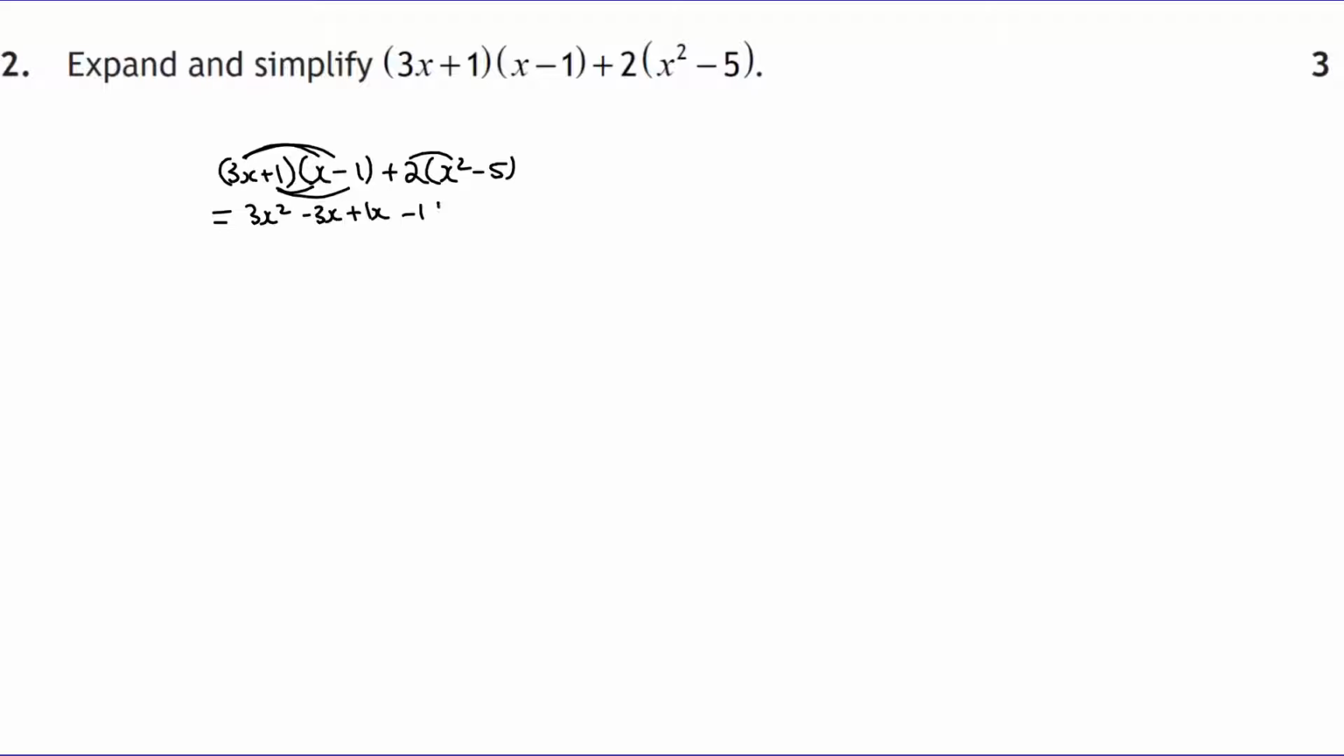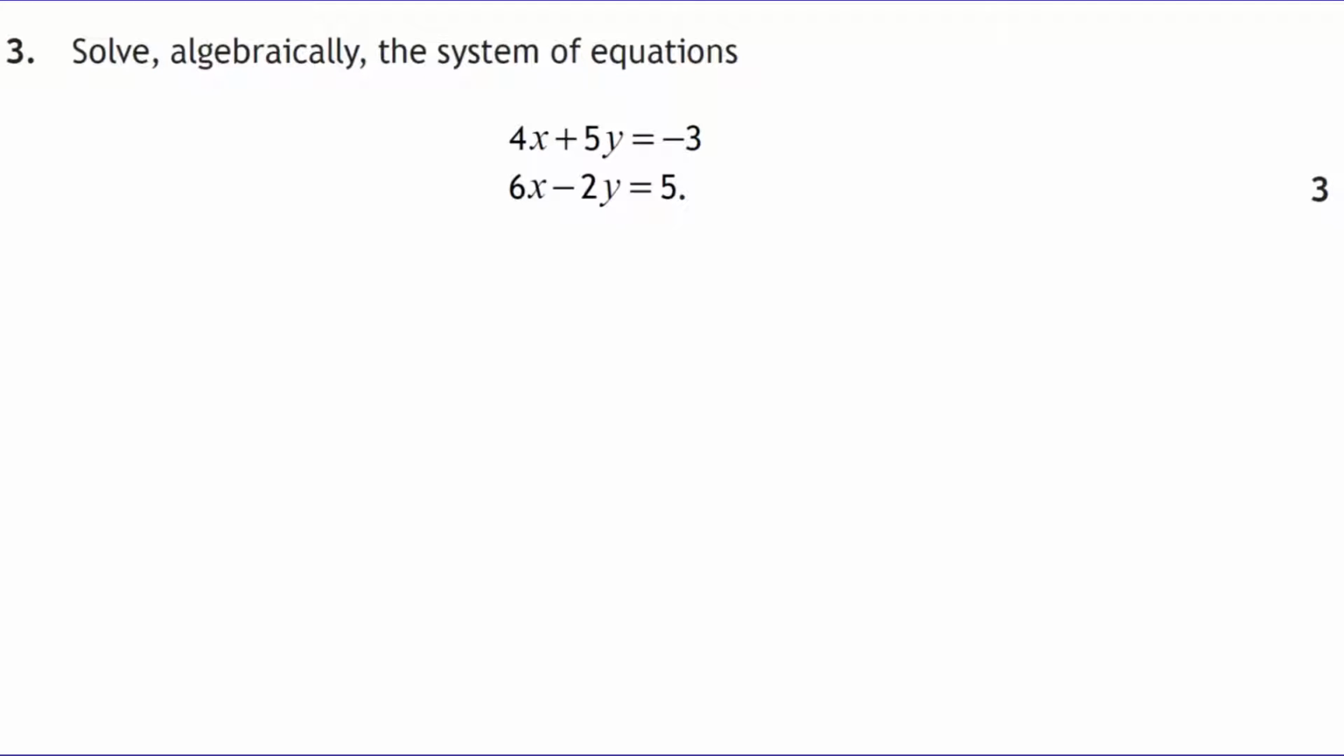Multiplying this single bracket, we get plus 2x squared, and multiplying this bracket, 2 times negative 5 gives you the negative 10. Once we've done that, we're looking to collect like terms. So we have got a 3x squared here and a 2x squared here, both positives. So that gives a 5x squared. We've got a negative 3x, a plus 1x, and no other x terms. So that gives us negative 2x, and a negative 1 and a negative 10 to make negative 11 for our final answer.